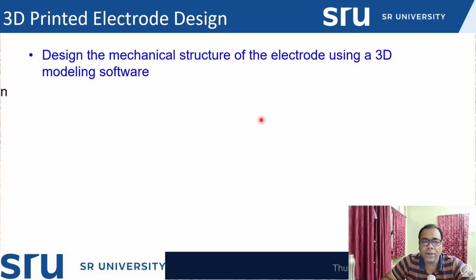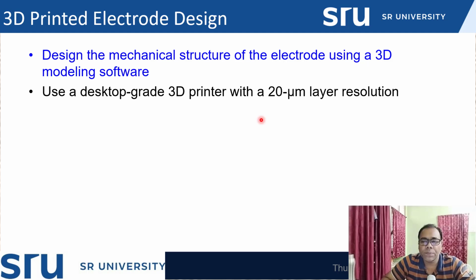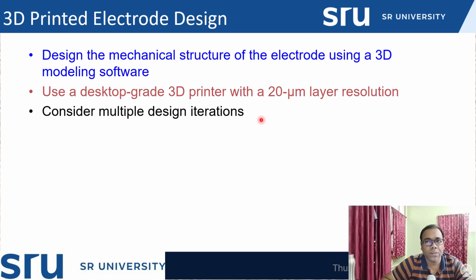So here the design of the mechanical structure of the electrode using 3D printing modeling software will be required. As we know, a CAD model is required, and for the CAD model we can use any design software like CATIA, Fusion 360, Creo, or SolidWorks, as per the requirement. Once your CAD model is ready, you can go for the printing, where layer upon layer building takes place. Here multiple design iterations will be required, as we are handling powder metallic material.